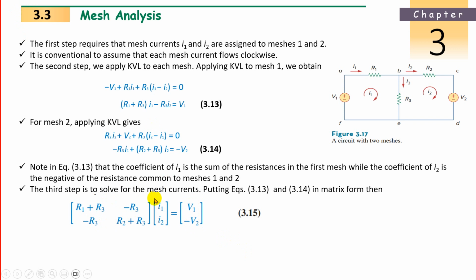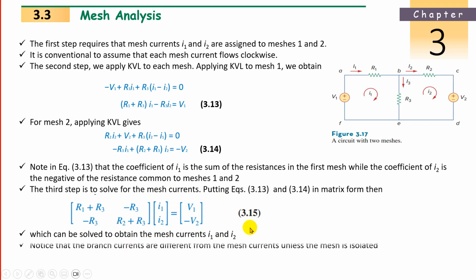Now take down the determinant. Then take down determinant 1 by replacing the first column elements with V1 and minus V2. Replace the second column, R3 and R2 plus R3, with V1 and minus V2 to get another determinant, delta 2. This gives the two determinant values, and the basic determinant delta we already found. So I1 is delta 1 by delta, and I2 is delta 2 by delta, which we can solve for the mesh currents.